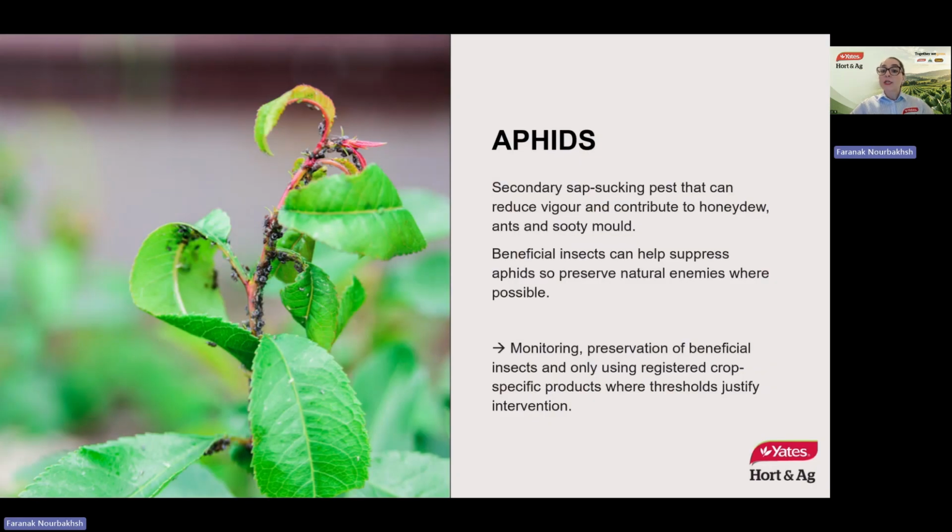Aphids are sap-sucking insects that reduce vigor and contribute to honeydew, ants, and sooty mold. Beneficial insects can help to reduce the pressure of this pest and the damage that they might cause. So if we have any chemical application, we need to make sure that we preserve beneficial insects. Monitoring always comes first, and we should only use registered products that are not going to harm our beneficial insects.